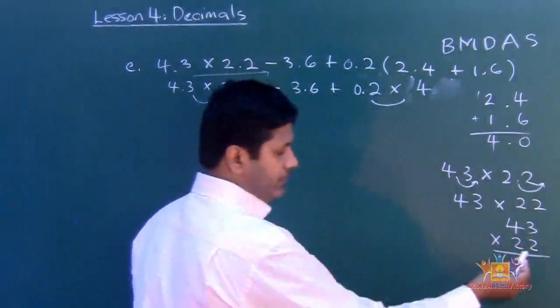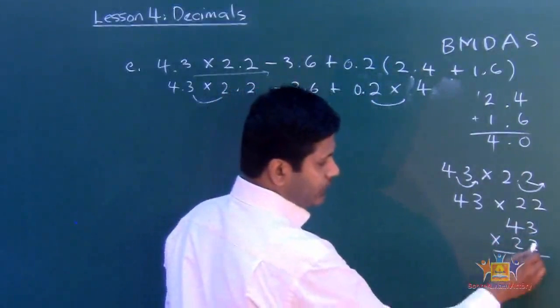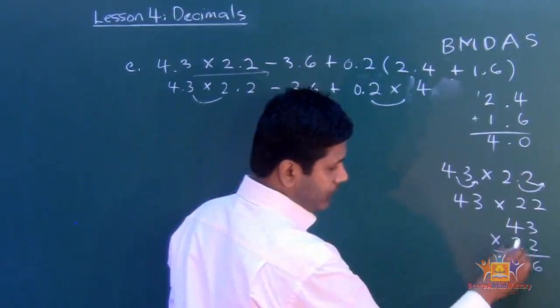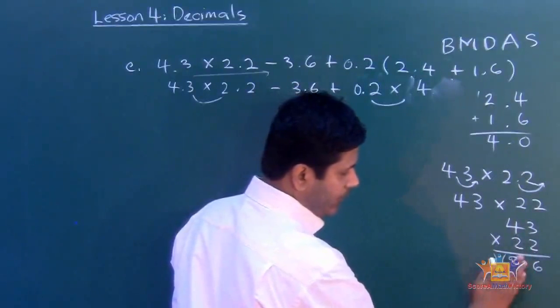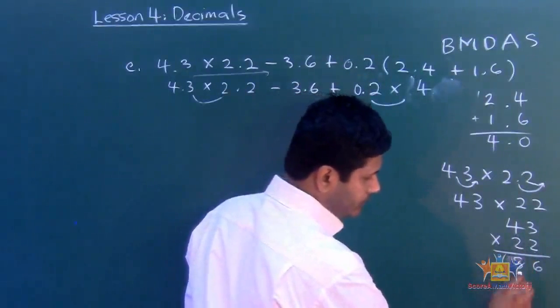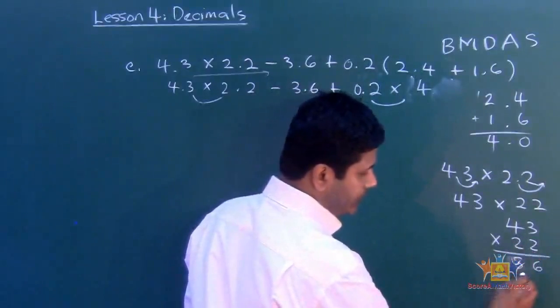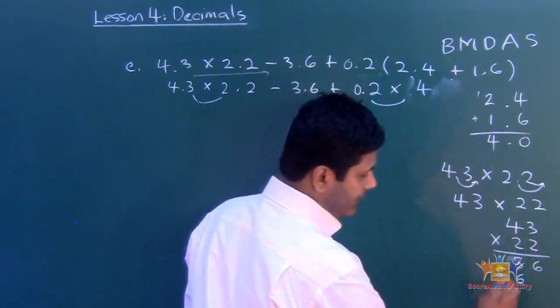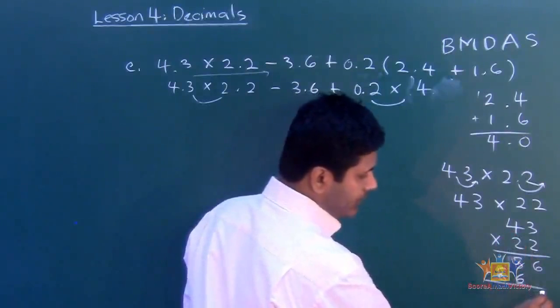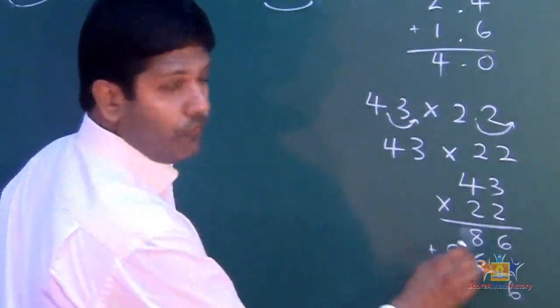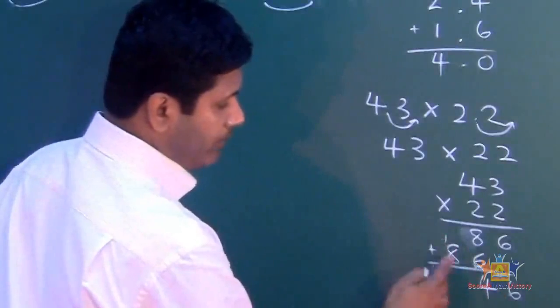Alright, so now we start with 2. 2 times 3 is 6. 2 times 4 is 8. Then we're going to get this 2. Raise comes straight down, alright? So it comes straight down. Okay, we're going to start right here. 2 times 3 is 6. 2 times 4 is 8. We're going to add them. 8 plus 6 is 14. So 4 carry 1. 1 plus 8 is 9.